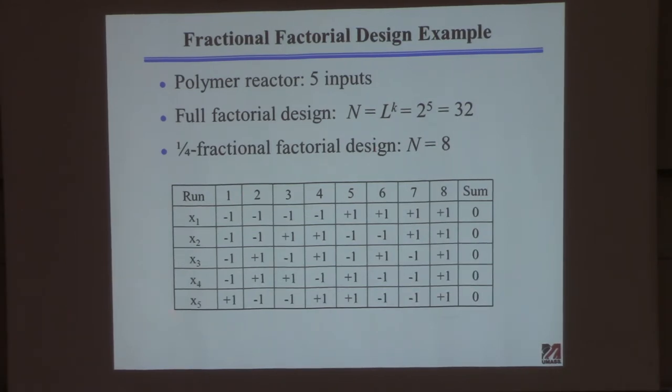Here's one reasonable set. It's not the only reasonable set. And again, if you look at each input, you'll see it visits its low value the same number of times as it visits its high value, so this is what we called orthogonal. Okay? And so again, these aren't picked out randomly. Okay? You can see that, right?